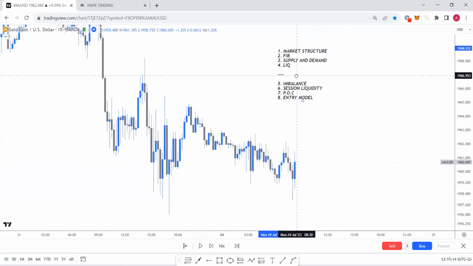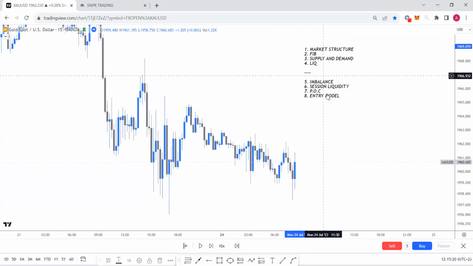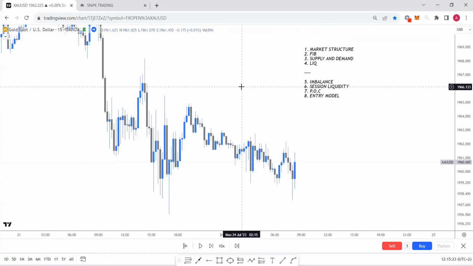This is my cheat code. This is what I use to make money in the markets right here. This is absolutely everything I use to make money in the markets. Nothing else than this to identify my trades. So like always, market structure.